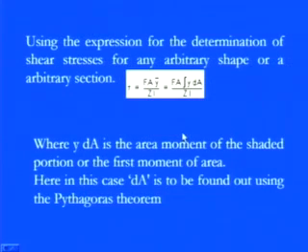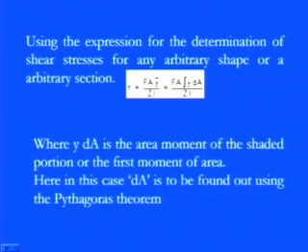Using the expression for the determination of shear stresses for any arbitrary section, as we discussed, tau equals F into A y bar divided by I into Z. Since we are talking about a circular section which has symmetry all along the radius, we now go for the first moment of area. We are not going for the second moment of area, here it is the first moment of area.